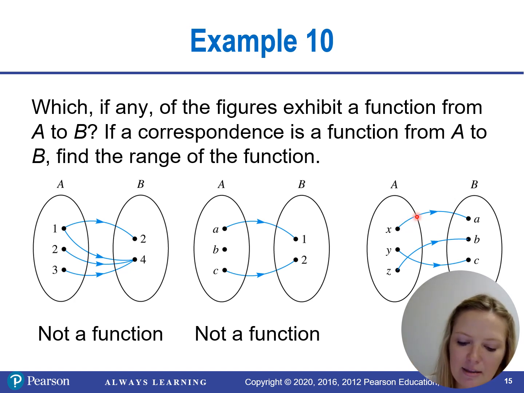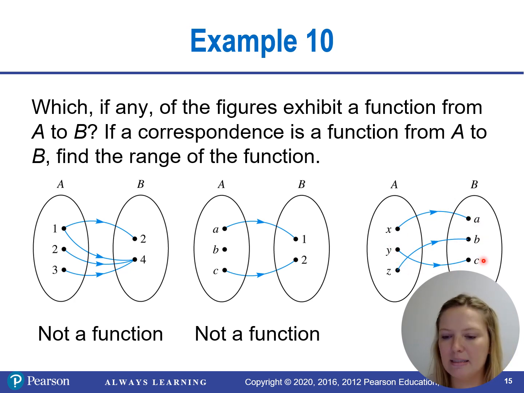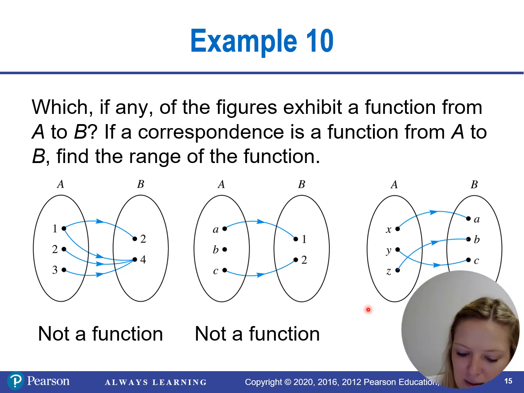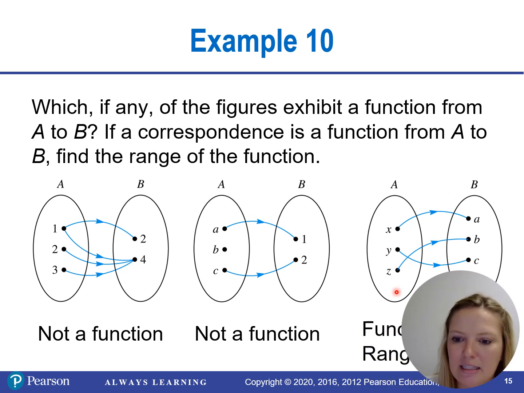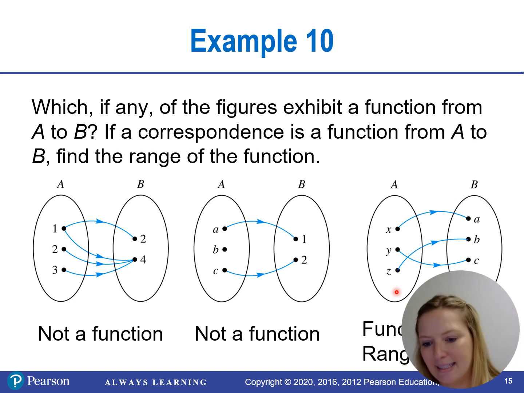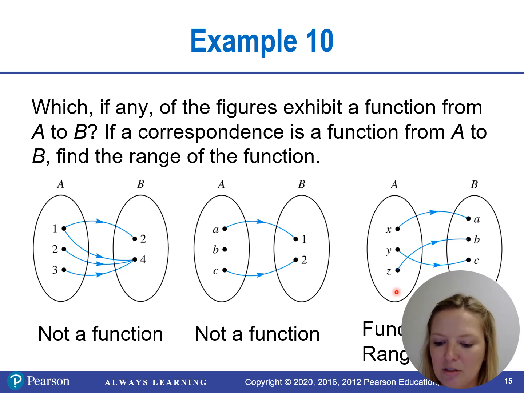And then if we look at this last example, X maps to A, Z maps to B, and Y maps to C. And behind my head, I think there's also a D in this picture. So this is a function, but the range is just A, B, and C, because those are the only values being mapped to.